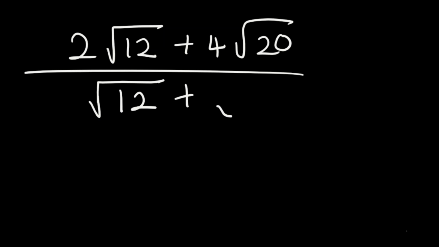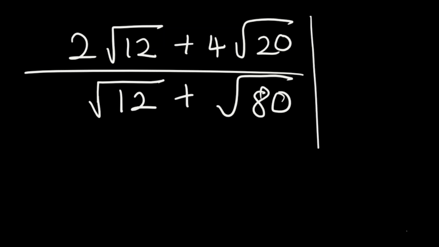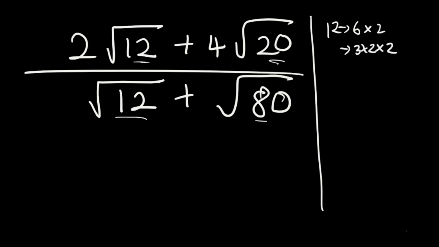Root of 80, right? Let's try to simplify this. The first thing you want to do is simplify what's inside the square root. These, right? 12 can be 6 times 2, can be 3 times 2 times 2, right? I just broke down this into this. So we're just going to write this entirely.